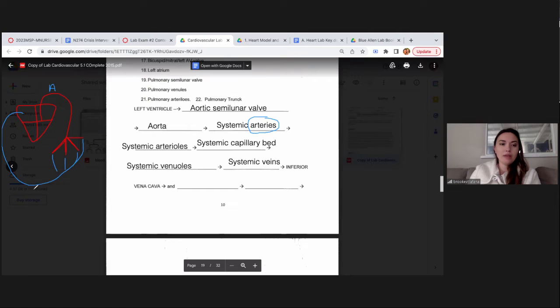And then the veins will come back. And we'll talk a lot more about that when we talk about the heart. But this is to show you guys how you would be filling this out. Does that make sense? You're going to trace the blood flow through the heart when you fill this out.